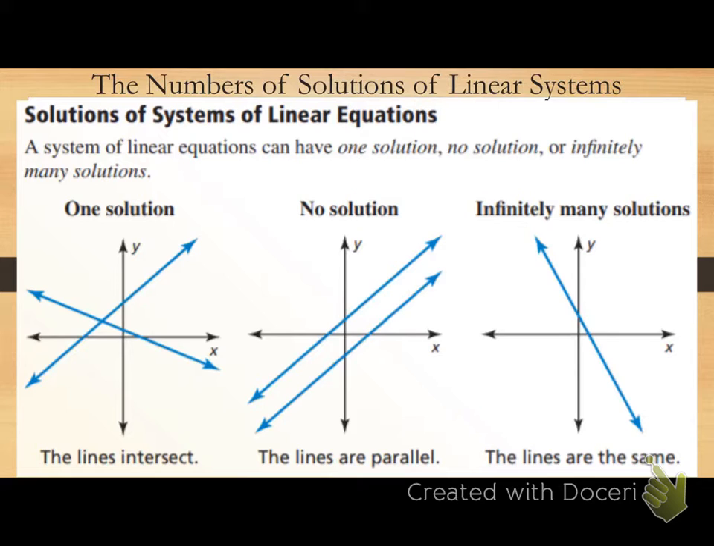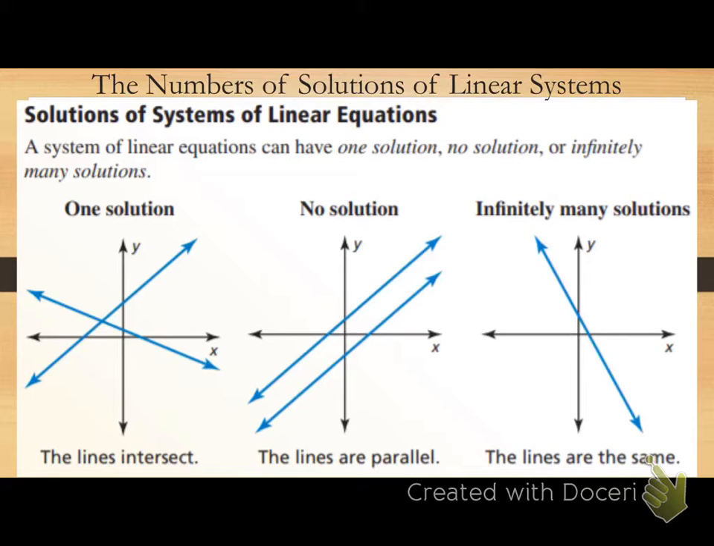So, solutions of systems of linear equations. A system of linear equations can have one solution. It's where the lines intersect at one point. That one point is our solution, right? It can have no solution. That's where the lines are parallel. They will never intersect, so they don't have any solution because they're not intersecting. And they can have infinitely many solutions. That's where they are the exact same line. My lines are on top of each other, so they're intersecting at every single point.